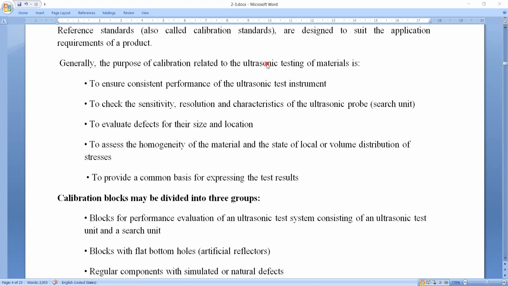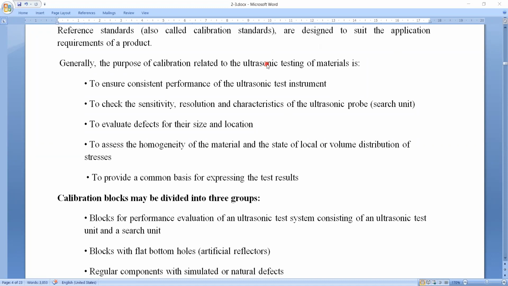And one more purpose is to assess the homogeneity of the material. Homogeneity of a material means whether the properties of the material are the same throughout the material or not. We can assess that by using calibration standards.